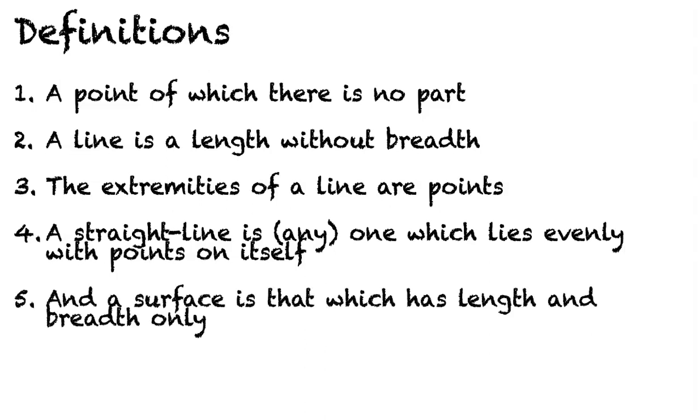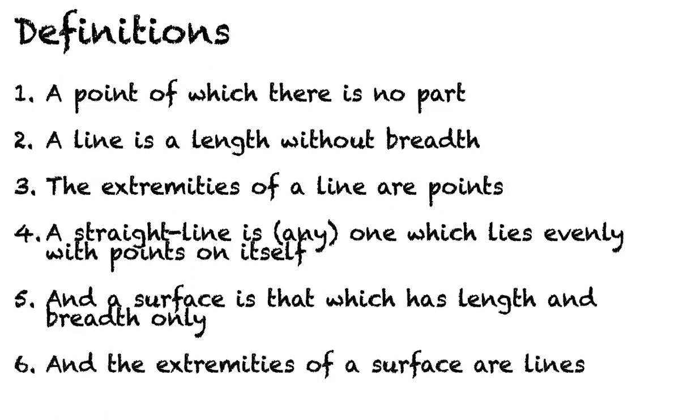5. And a surface is that which has length and breadth only. So similar to definition 2, surface is a two-dimensional figure. Classification of surface is also missing here, where we probably can think of a shape like cone or cylinder, which consists of a plane surface and a curved surface. 6. And the extremities of a surface are lines. So similar to definition 3, here's the connection between surfaces and lines.